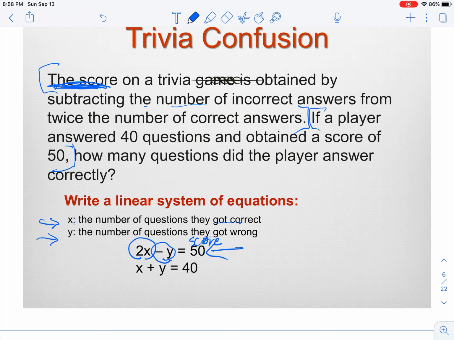If a player answered 40 questions and obtained a score of 50, that's where this 50 comes from. So 2 times the correct answers minus the incorrect equals 50. And then we know that there are a total of 40 questions, so the number correct plus the number incorrect equals 40. So we've got 2 equations, and wherever they intersect, that is the solution for both the top and the bottom, and that will be how many questions the player answered correctly and incorrectly, but we just want the first one.